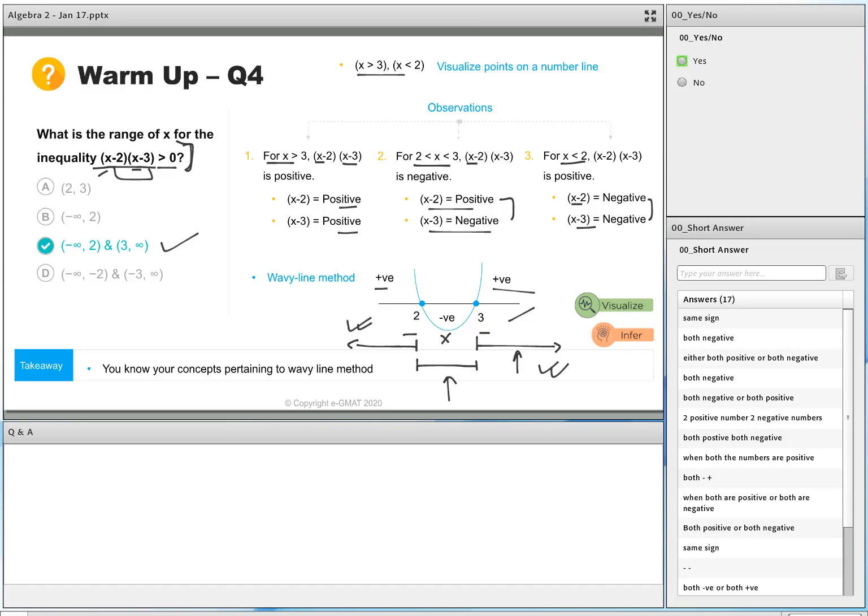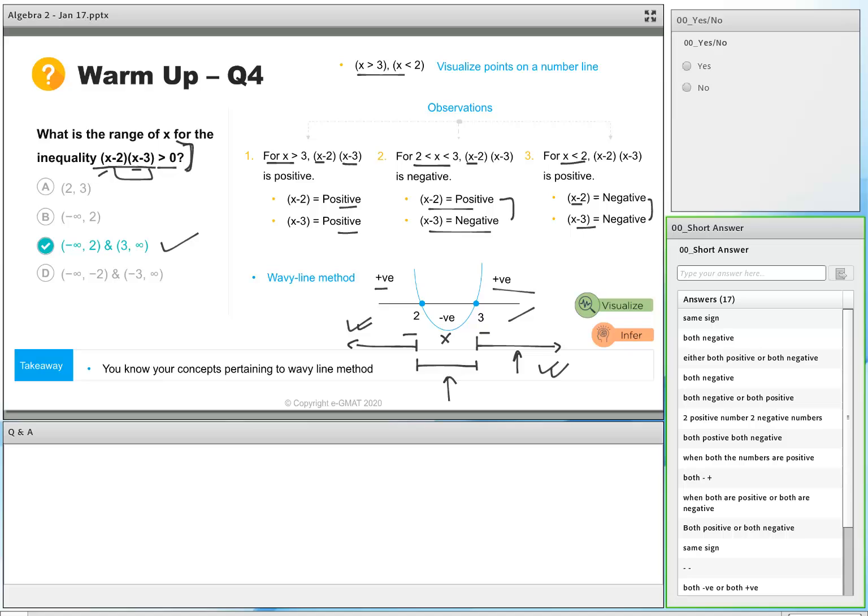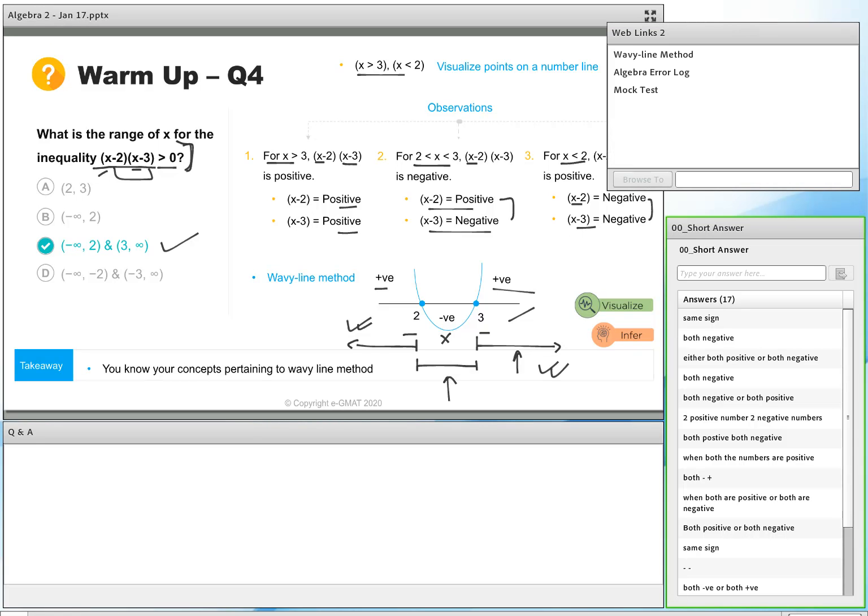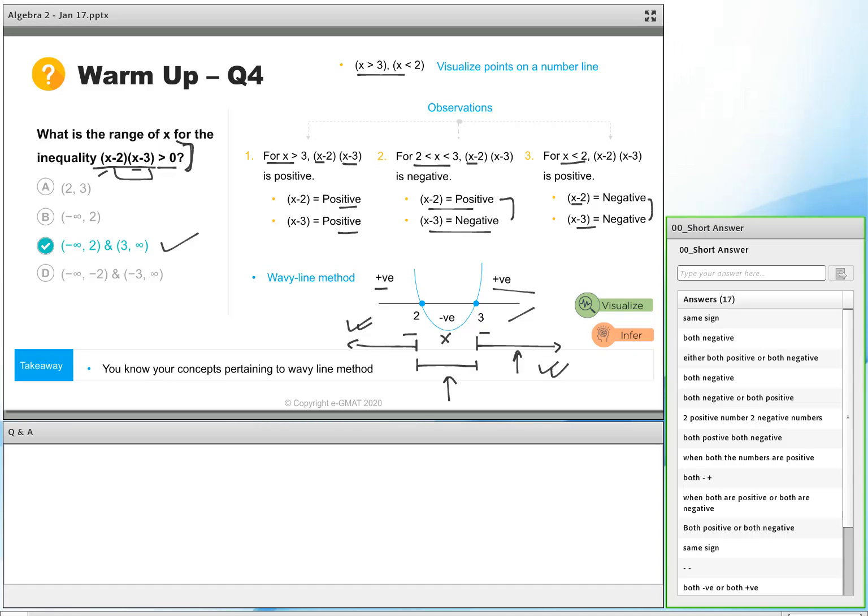To know more about the wavy line method, and let me share out the poll over here, you can simply click on this wavy line method over here. That would take you to a GMAT Club page where we have written a full article on how to use the wavy line technique to solve questions. Right? So let me hide the poll over here and let me take you to the next question.